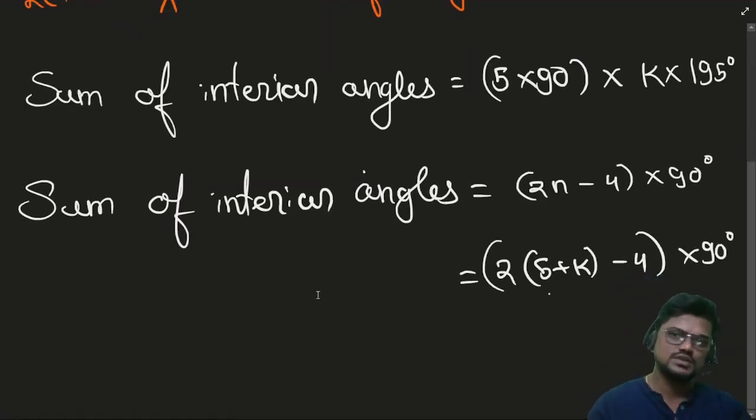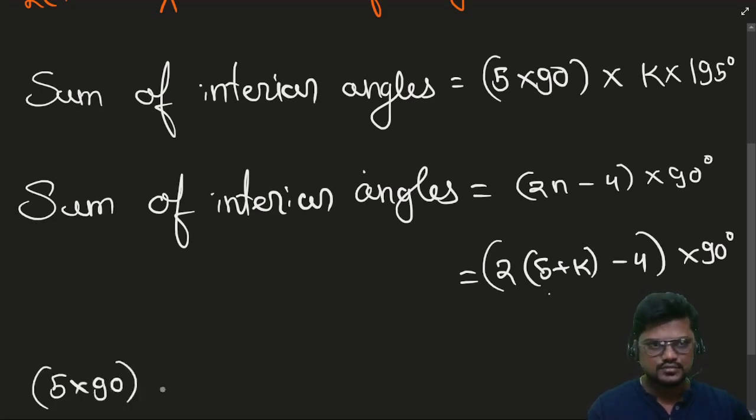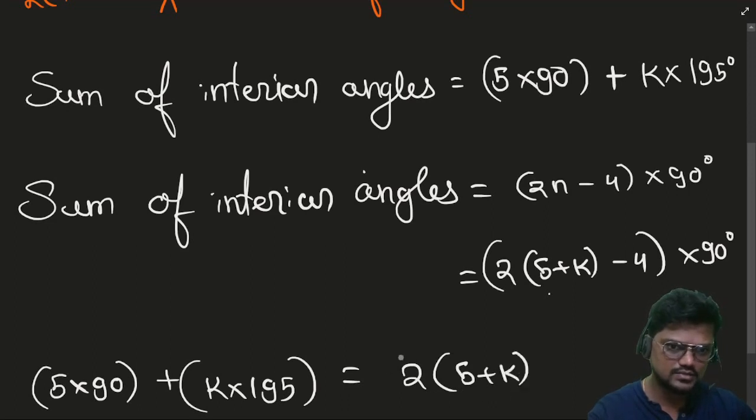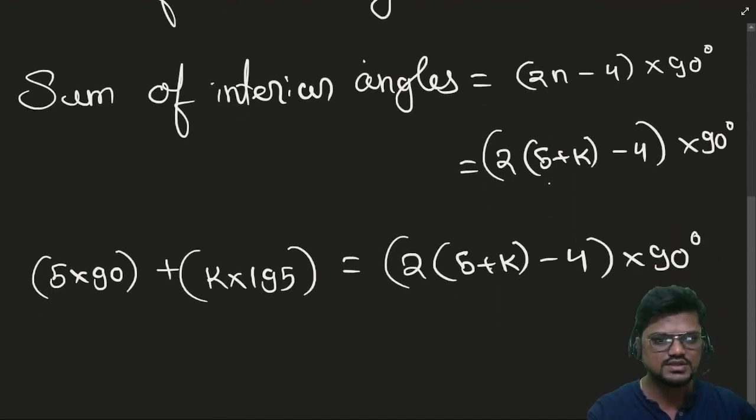Now what will we do? Both of these are the sum of interior angles, so we can equate both of them. That is 5 into 90, sorry, there will be a plus over here. By mistake I have written multiplication, it should be plus. Plus k into 195 will be equal to 2 into 5 plus k minus 4, into 90. Please solve this and get the value of k.